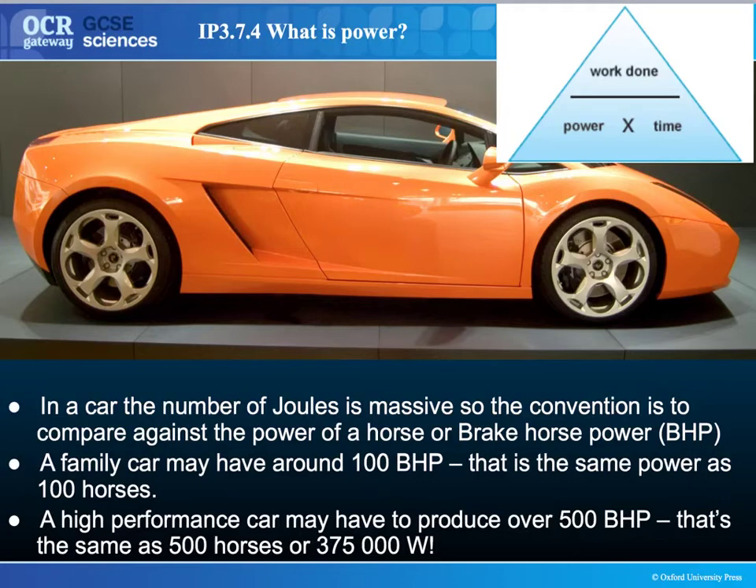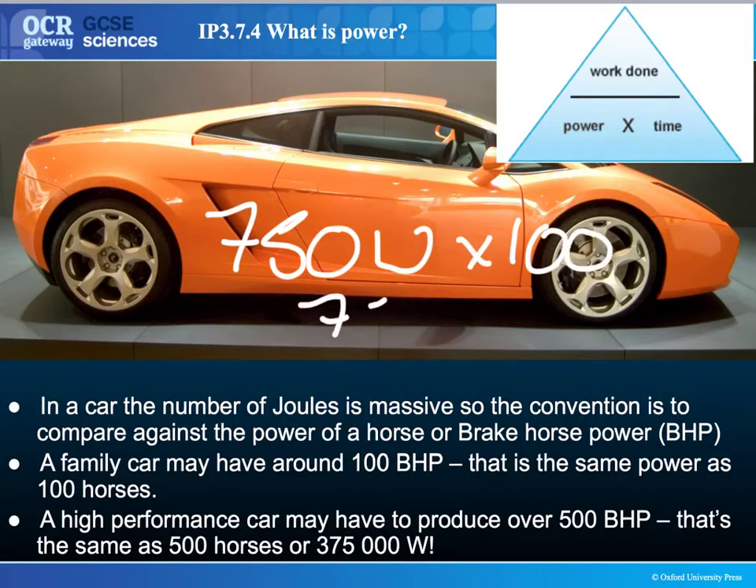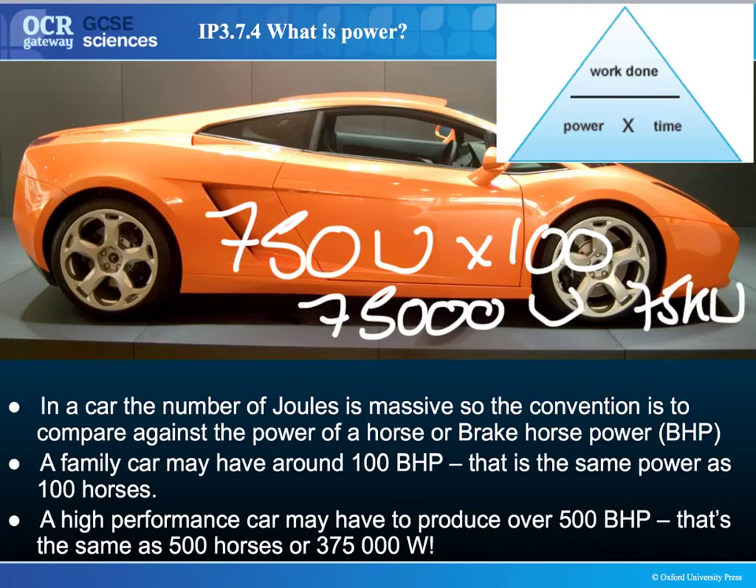So we saw from the previous slide that a horse transfers about 750 watts of energy, so 100 brake horsepower would be 75,000 watts or 75 kilowatts. When you've got a high performance car that's got as much as 500 brake horsepower, then that's, you can see down here, a much higher number, 5 times that, so 375,000 watts of energy.